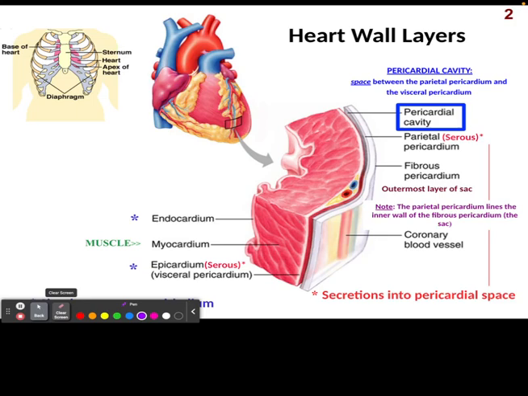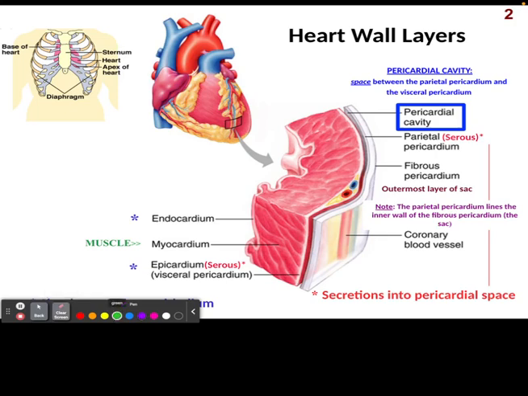Lastly, the epicardium. Epi means top. The epicardium is going to be right here. It is the very top part of the heart, or the area that is most towards the outside of the heart. We also call this the visceral pericardium, which we'll talk about in about one second. So epicardium, epi is top or outermost, and cardium is heart. So those are the three major muscle layers of the heart.